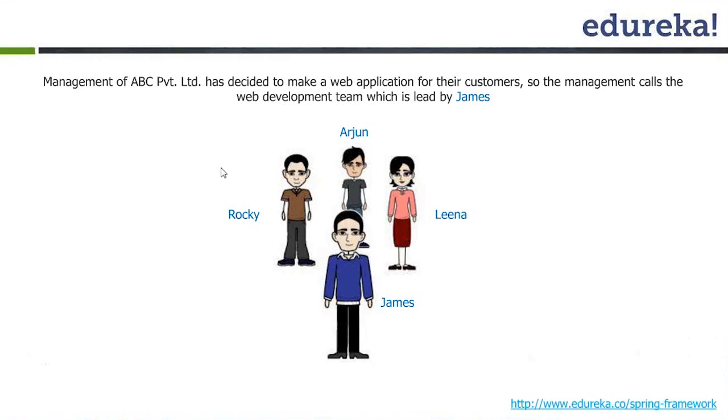Management of ABC Private Limited has decided to make a web application for their customers. So the management calls the web development team, which is led by James. You can see James here. Okay, so the team of 4: James, Rocky, Arjun and Lina.